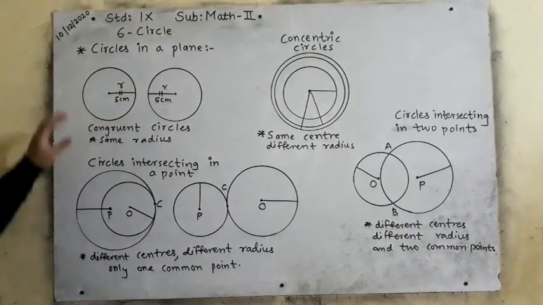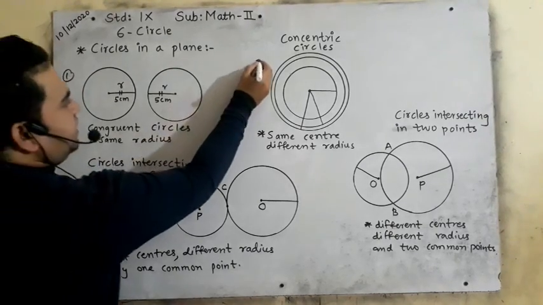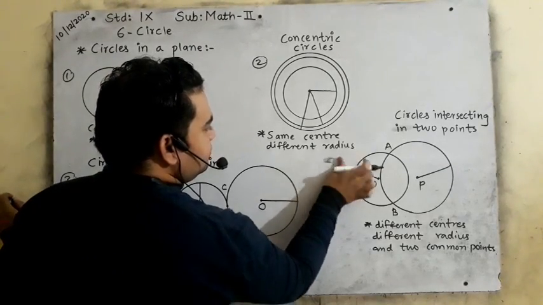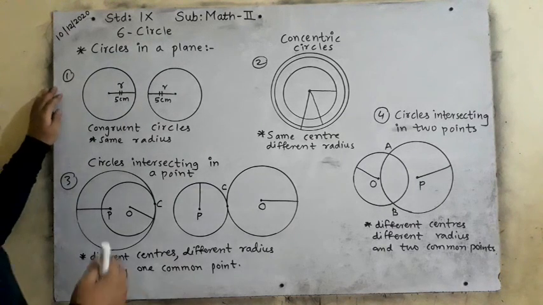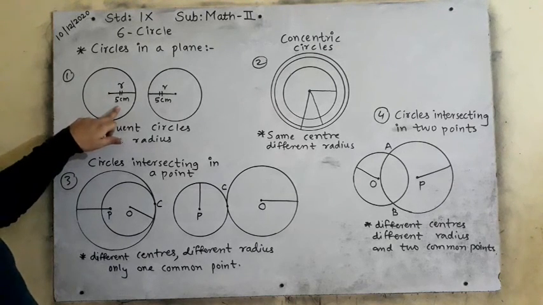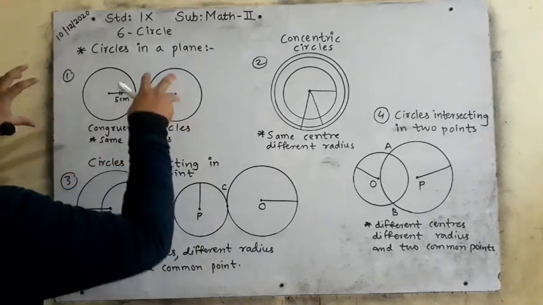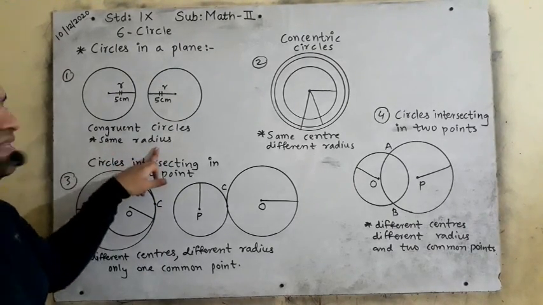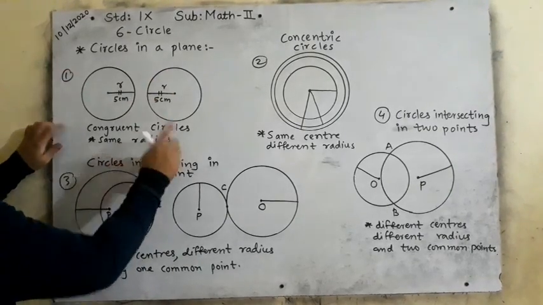See here. The first one. This is the first one. This is the second one. This is the third one. And this is the fourth one. So there are different types of circles. Here, can you see the radius of this circle is 5 centimeters. I have just written it for example. The radius of this circle is also 5 centimeters. It means these two circles are congruent circles, equal circles, same radius. So therefore, these circles will be called congruent circles.